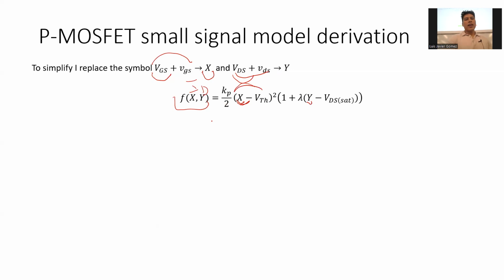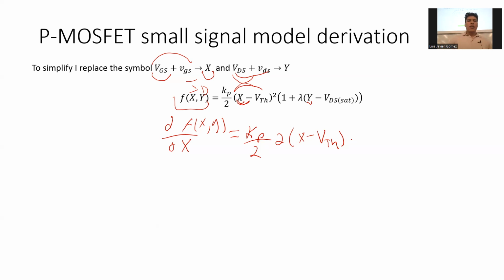So the derivative with respect to X of f(X, Y), and notice that we already went over this derivation for NMOS, but I'm just going over it again, is just Kp over two times two times (X minus V threshold). So that's the derivative with respect to X.